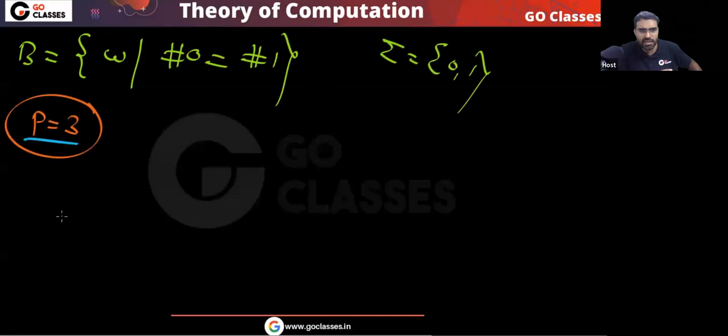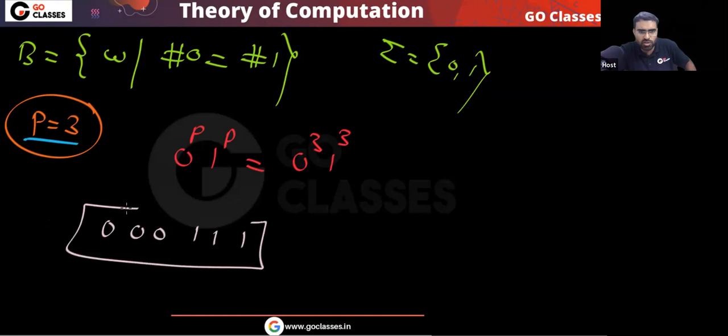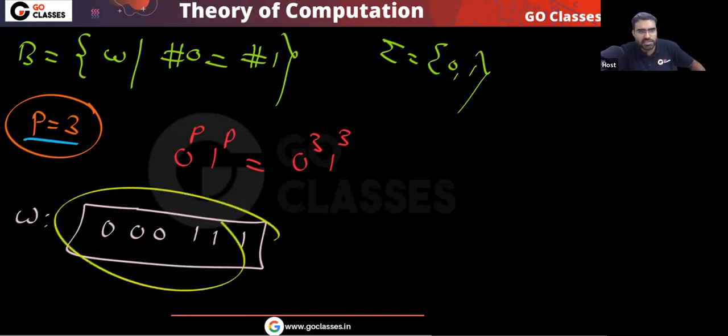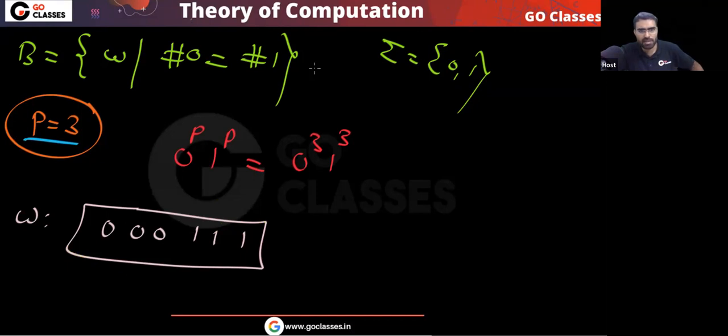Okay, so I can again give you that same string. Just take 0 power P, 1 power P, means 0 power 3, 1 power 3. For a moment, just take this. Will it violate or not? This is your string 0, 0, 0, 1, 1, 1. Let's check, will this string say, I will not pump? Remember, this is your P. I am checking P equal to 3.